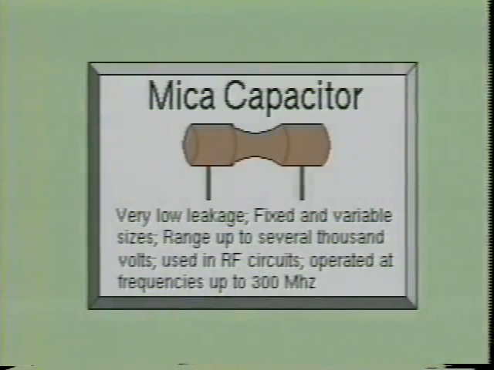This is a mica capacitor. It also has very low leakage and is available in fixed and variable sizes. The working voltage of the mica capacitor will range from about 350 to several thousands of volts. The capacitive value of this capacitor is generally between 1.5 picofarad to 0.1 microfarad. These capacitors are used in RF circuits and will operate at frequencies up to about 300 megahertz. The mica capacitor finds general use as RF bypass capacitors.